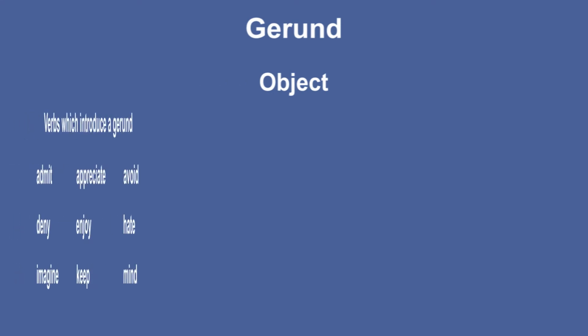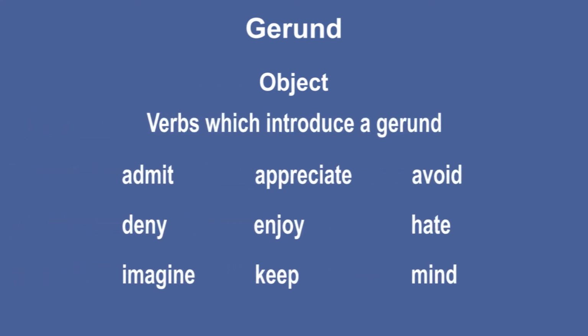Let's now see how to use a gerund as an object. Here, before you can use a gerund after a verb, you have to know some specific verbs that are followed by a gerund, because not all verbs are followed by a gerund. Here are some of them: admit, appreciate, avoid, deny, enjoy, hate, imagine, keep, mind.